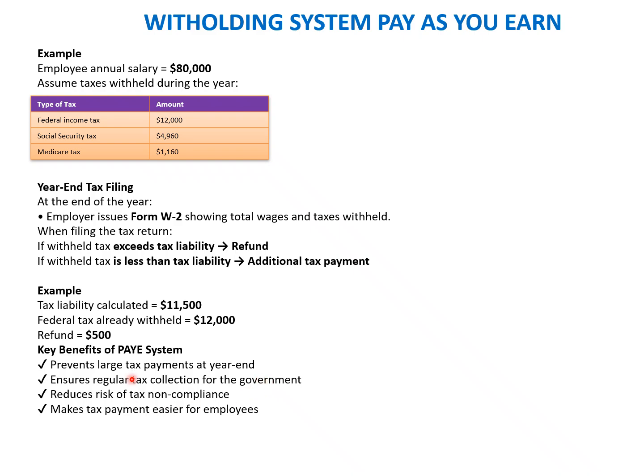So the key benefits of pay as you earn are that it prevents a large tax payment at year end, ensures regular tax collection for the government, reduces the risk of non-compliance, and obviously makes tax payment easier for employees because the burden of tax is reduced. It's not imposed at year end when they have to pay the final tax, because they have already paid the taxes via monthly deductions from their paychecks, and hence this is used as a tax credit at the time of the final liability calculation.